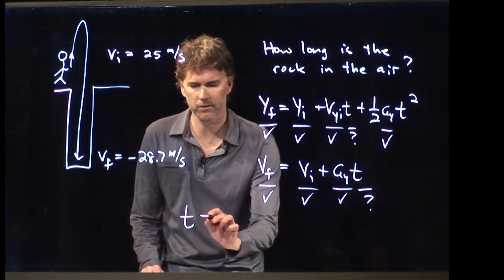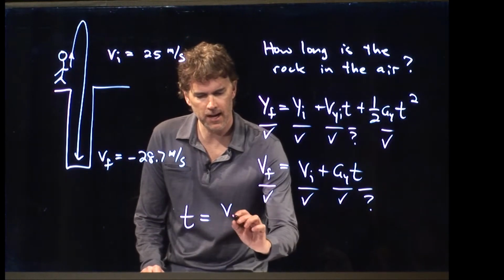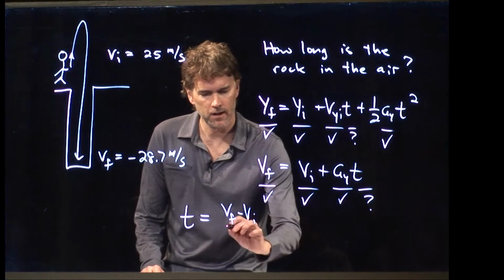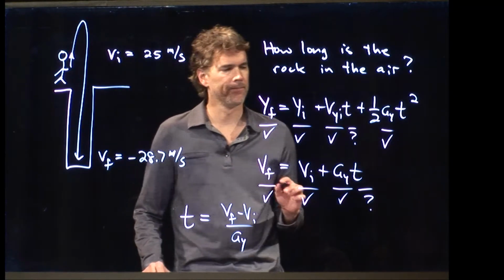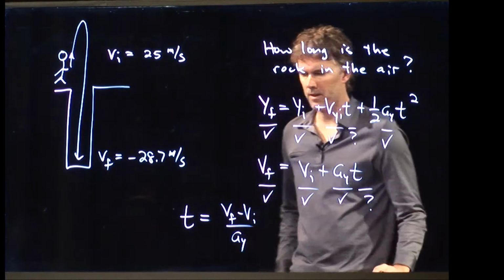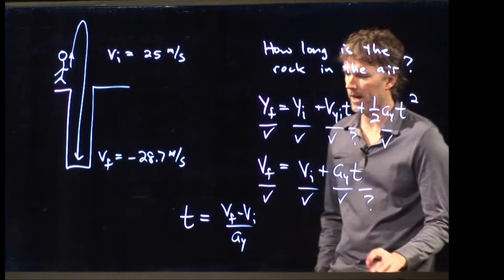You guys know how to do this. I subtract v_i from the other side. I divide by a_y. And Bob's your uncle. Okay, let's plug in some numbers and see what we get.